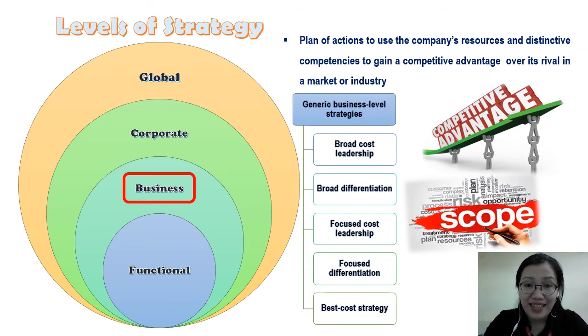Next is the best cost strategy. This is an attempt to offer a hybrid of both lower cost and differentiated products or services, combining the two basic strategies. However, the best cost strategy is actually the best strategy, though it is really hard to achieve because of the fact that we cannot please everyone.